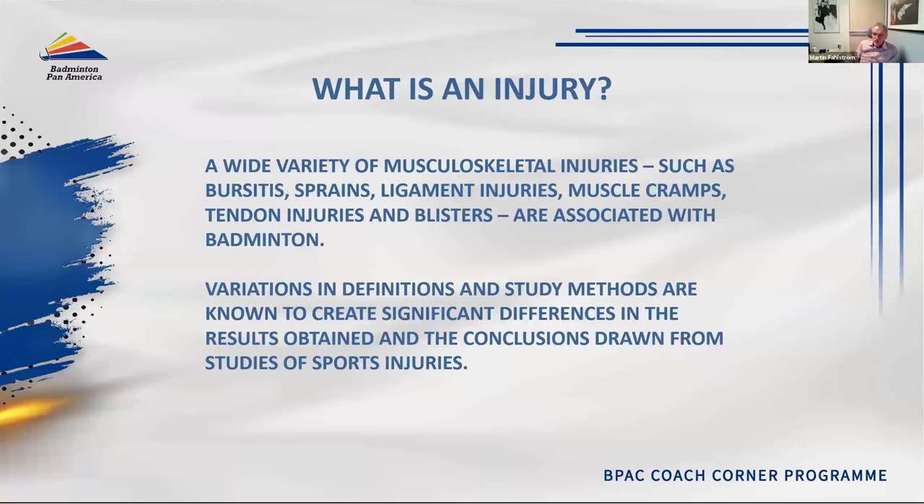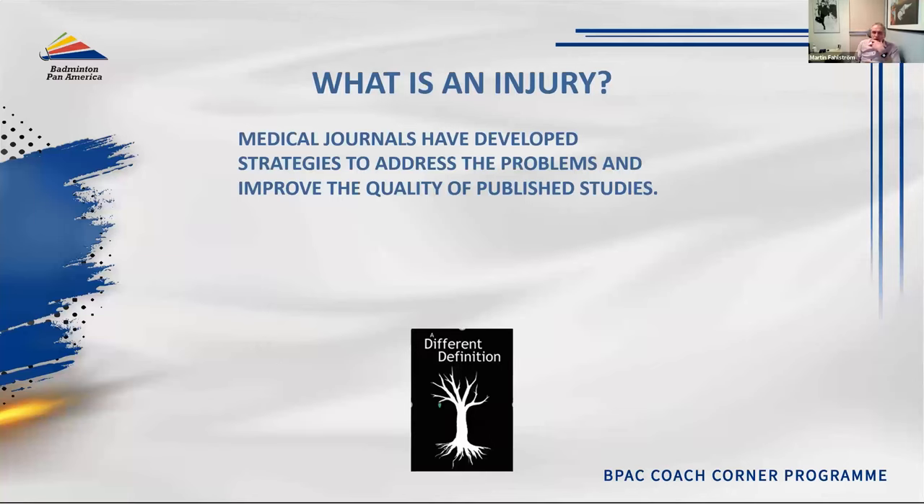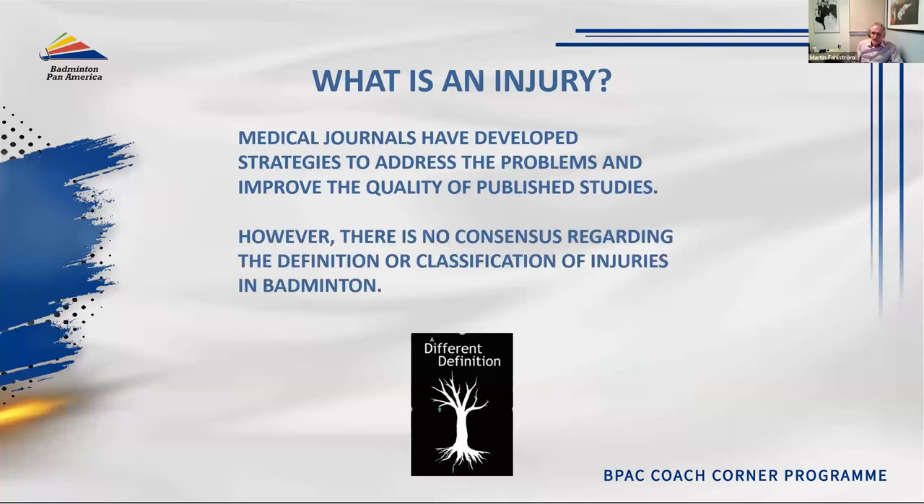And that means that when you want to draw conclusions, what caused the injury, what are the consequences of the injury, you're not on solid ground, because the definitions and the study methods are quite different between different studies. And many scientific journals have developed strategies to address the problems, and they want to publish good quality studies, but there is so far no consensus regarding the definition or classifications of injuries in badminton. And that is a big problem when you are studying, when you try to prevent, and when you try to do systematic studies on rehab or prevention of injuries.